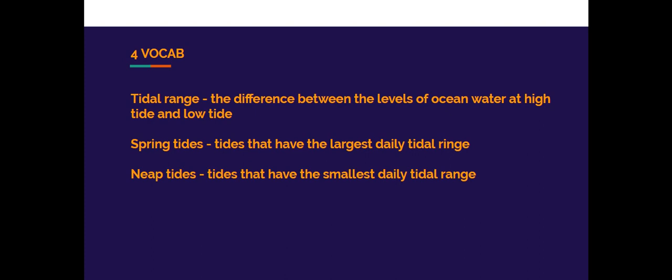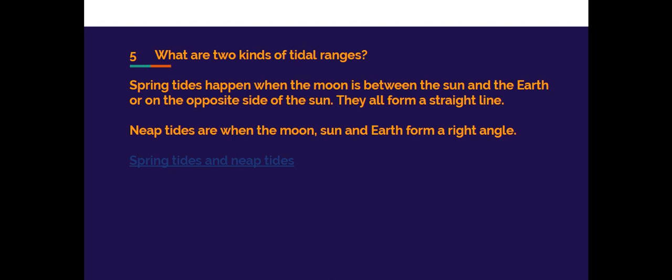Neap tides, tides that have the smallest daily tidal range. You're still going to get high tide and low tide, but it's not going to be as high as it would be during spring tides. What are 2 kinds of tidal ranges?